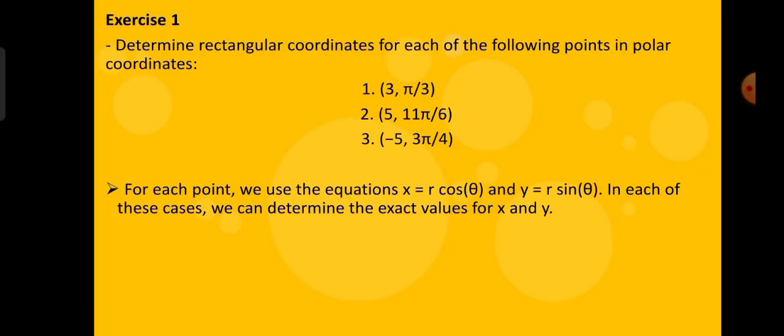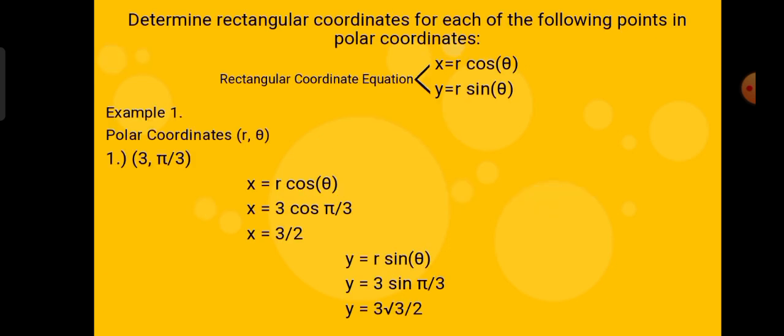Evaluate yourself if you already know how to get the polar and rectangular coordinates. So for each point, we use the equation x is equal to r cos theta and y is equal to r sin theta. In each of these cases, we can determine the exact value for x and y.